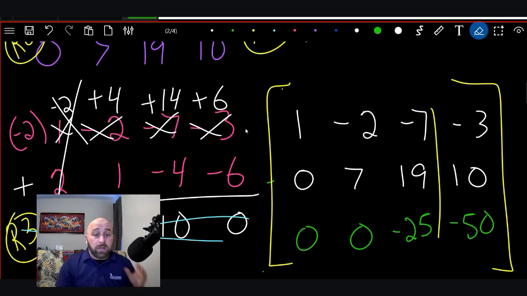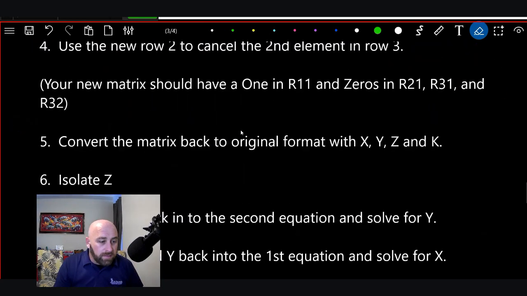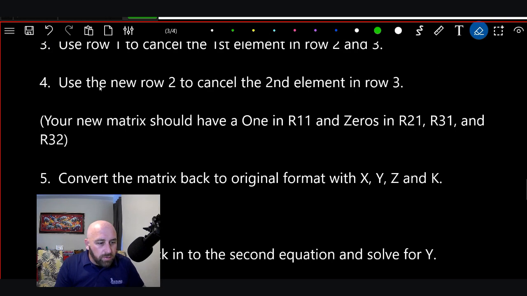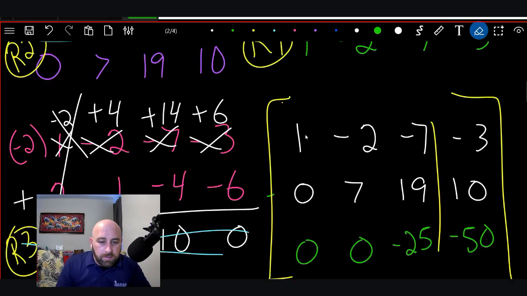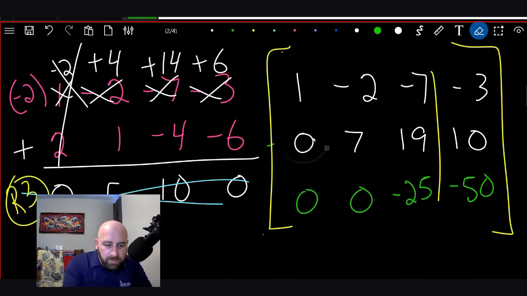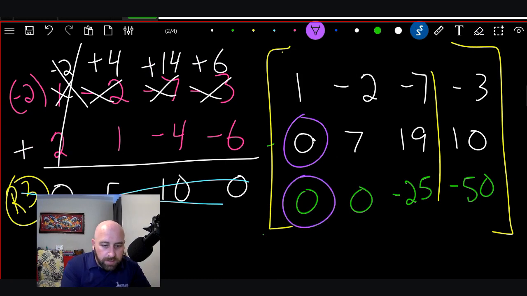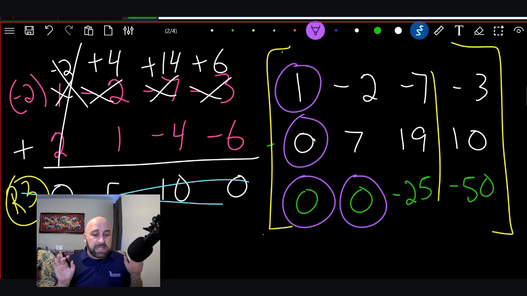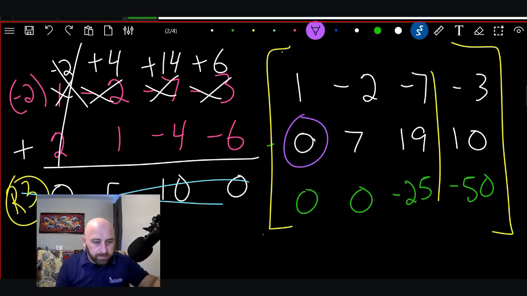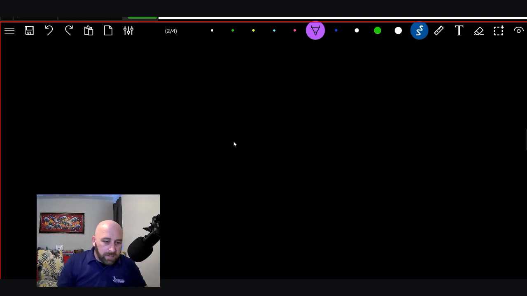All right, so believe it or not, we're done with that part. Notice what it says. Your new matrix should have a 1 in the row 1, 1, and a 0 in the row 2 column 1, row 3 column 1, and row 3 column 2. So here's our rows. We have a 0 here, we have a 0 here, and a 0 here, and we have a 1 here. That's what it told us to do. We did what it told us to do, so we're good. Now what should I do?